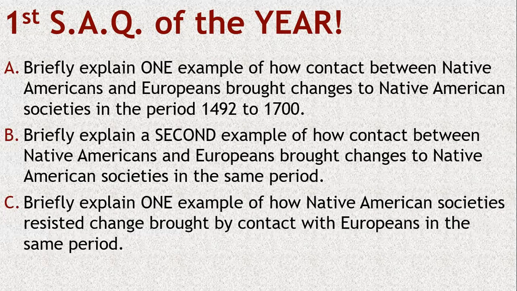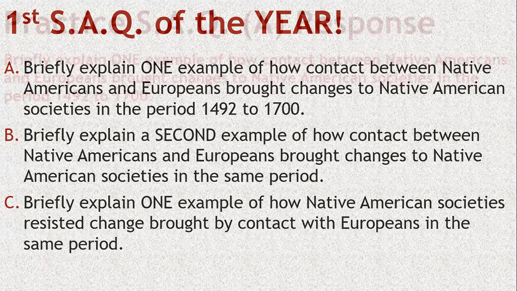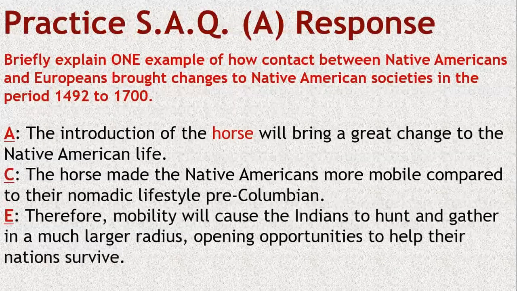If you go into the French and Indian War, you are outside the time period. Then briefly explain one example of how Native American societies resisted change brought by contact. So how did they resist during the same time period? Here's my answer to A: the horse, of course. Therefore, mobility will cause the Indians to hunt and gather in a much larger radius, opening up opportunities to help their nation survive. The horse, introduced by the Spanish.